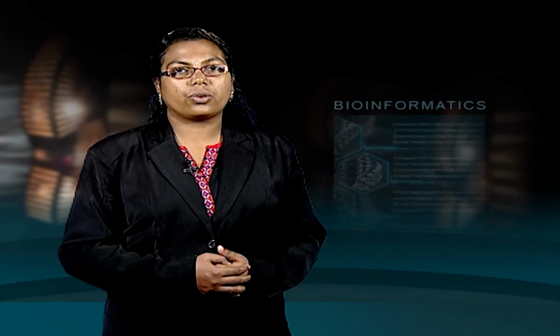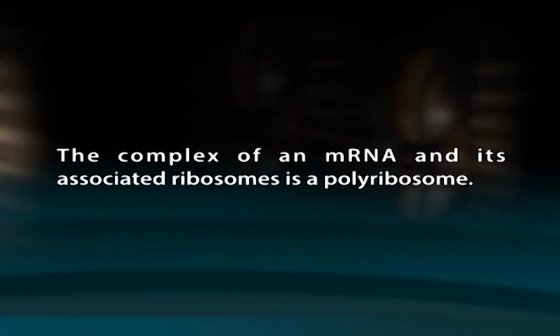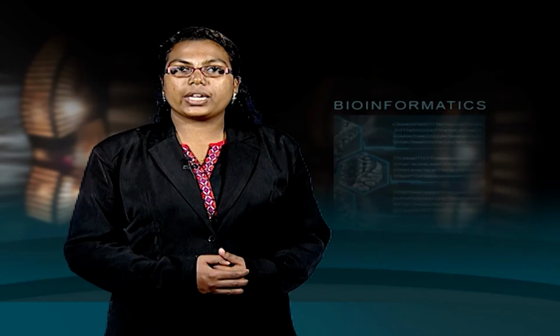After a ribosome assembles at the initiation codon and moves a short distance towards the 3' end of mRNA, another ribosome generally attaches to the initiation codon so that each mRNA is translated simultaneously by a number of ribosomes. The complex of an mRNA and its associated ribosomes is a polyribosome. The secretory proteins are synthesized in rough endoplasmic reticulum. The newly formed proteins are directed to the endoplasmic reticulum by a signal peptide.